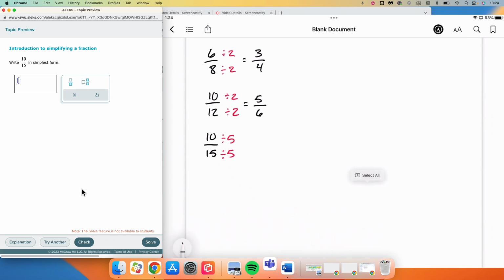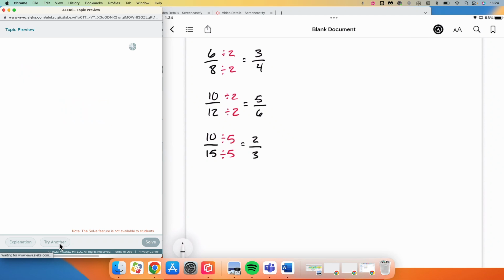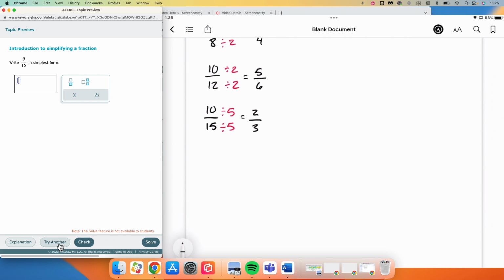So 10 divided by 5 is equal to 2, and 15 divided by 5 is equal to 3. So the fraction 2/3 is equivalent to the fraction 10 over 15. We got the same one again. And so we will take a look at this one.